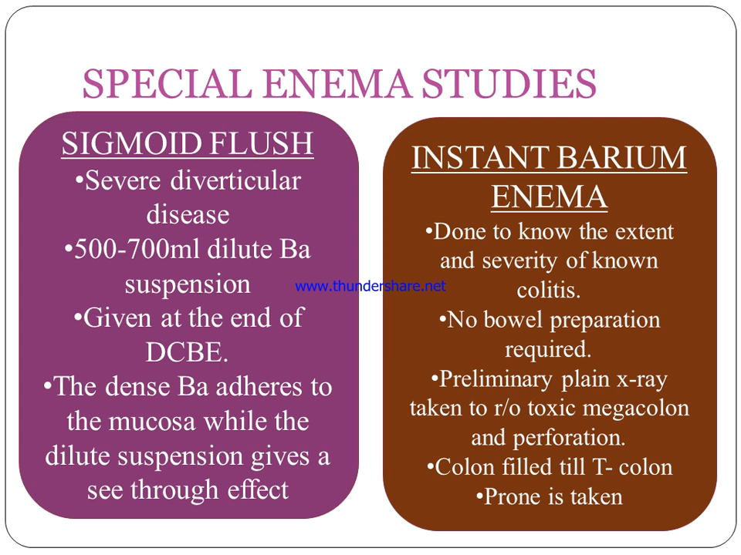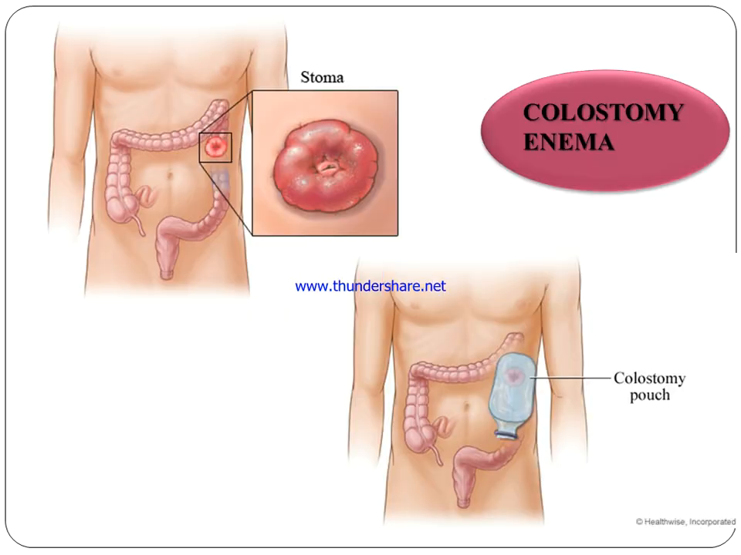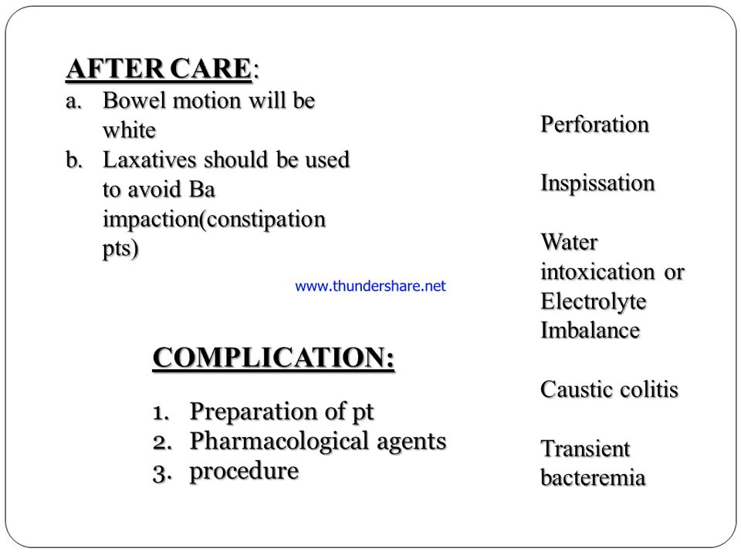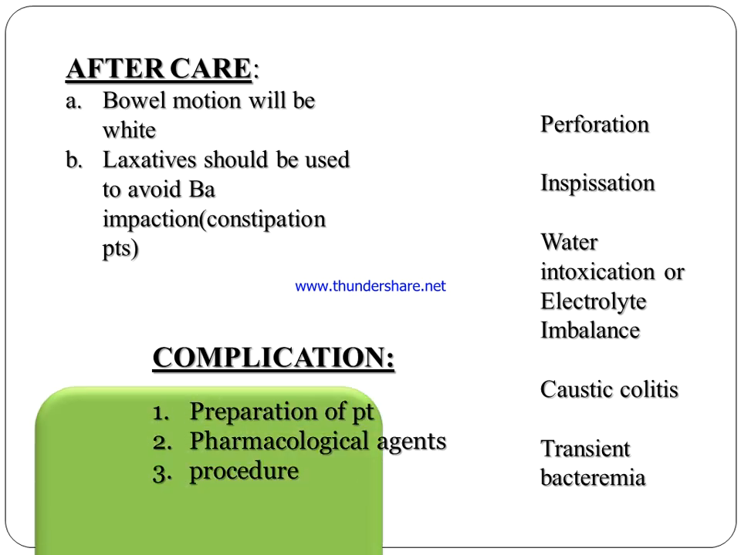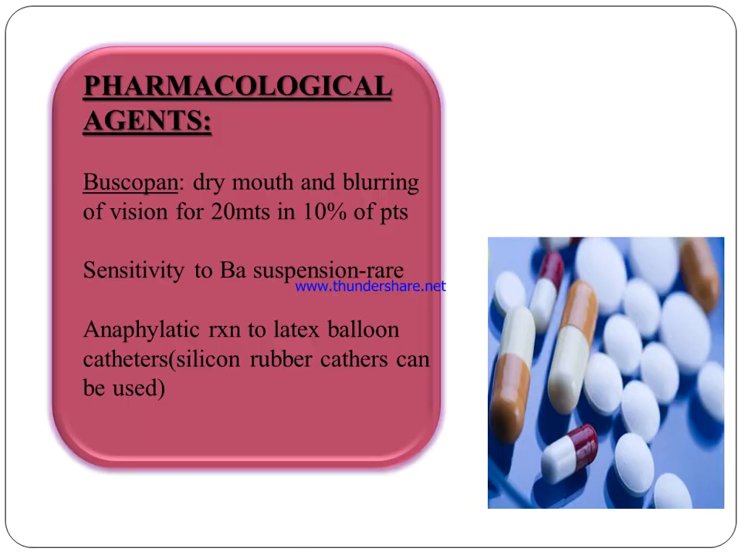Special barium enema studies include sigmoid flush and instant barium enema. These are colostomy enema images, and after the barium, the motion will be white. A laxative should be used to avoid barium impaction. Complications relate to preparation of the patient, pharmacological agent, and procedure, like perforation, aspiration, causative colitis, and transient bacteremia. As the pharmacological agent, we use Buscopan.